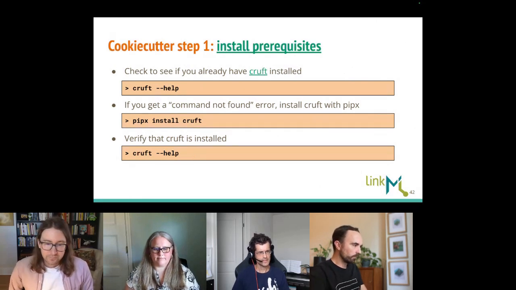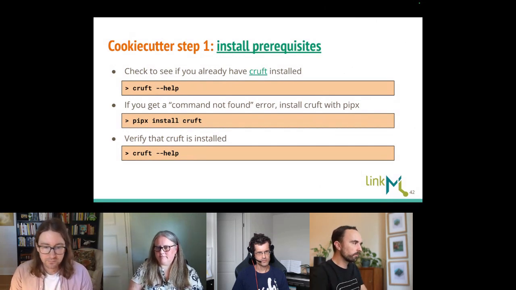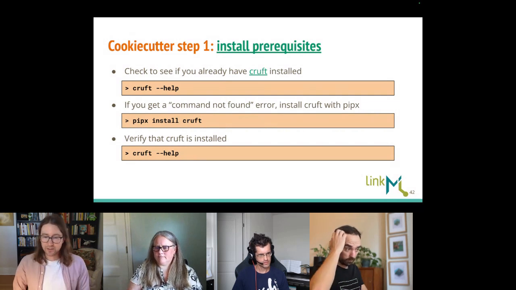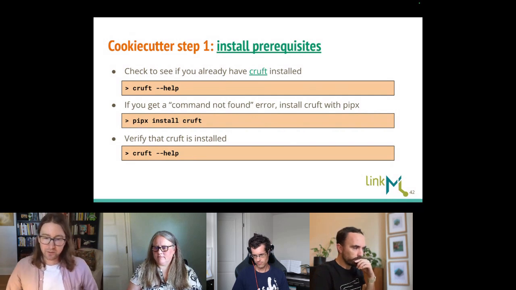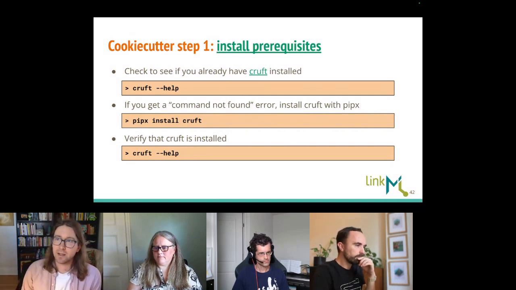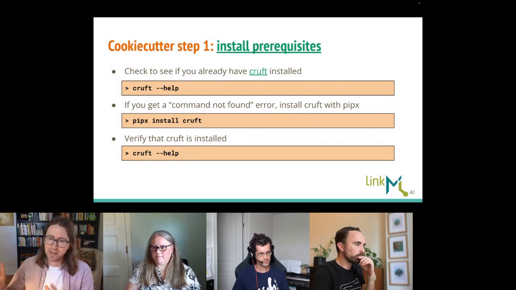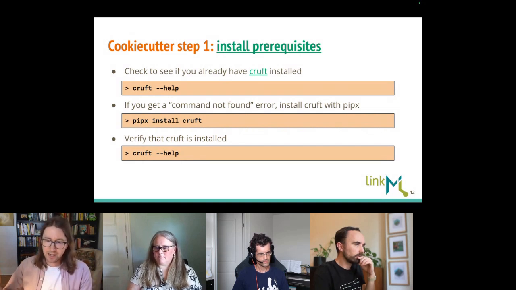So I understand that Cruft is like cookie cutter, but I missed what cookie cutter does. Okay, yeah. So cookie cutter, you can point it to a specially formatted repository, and cookie cutter knows how to take the contents of that repository.